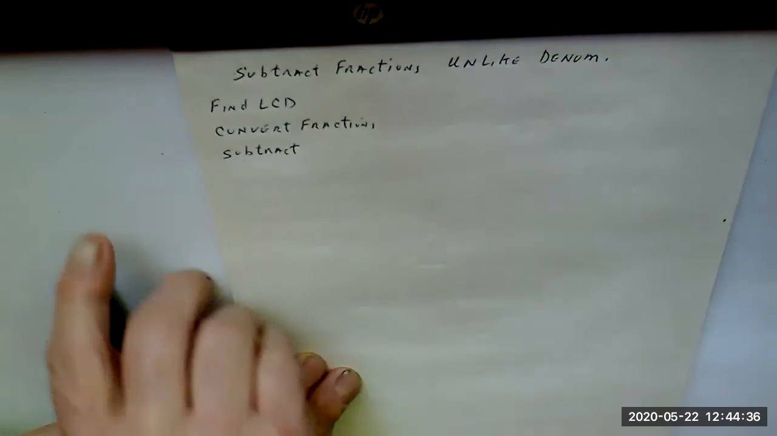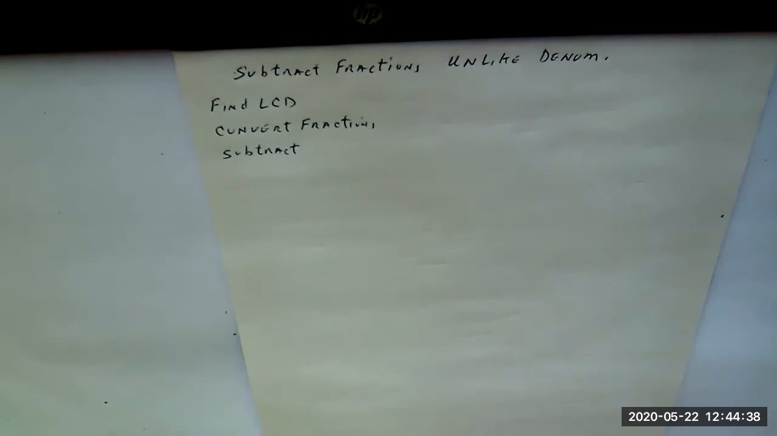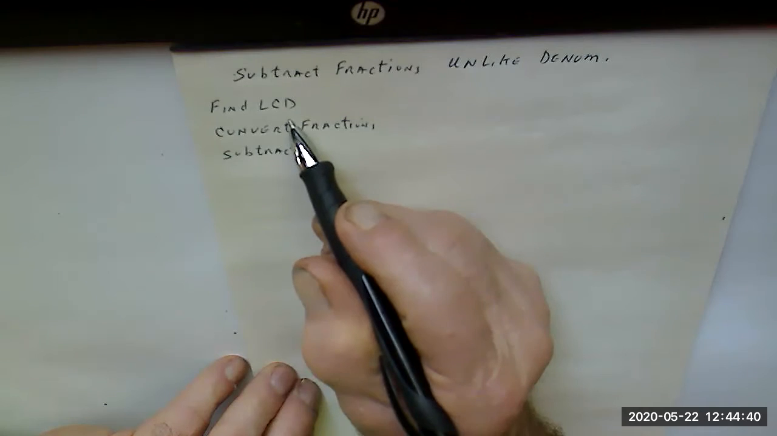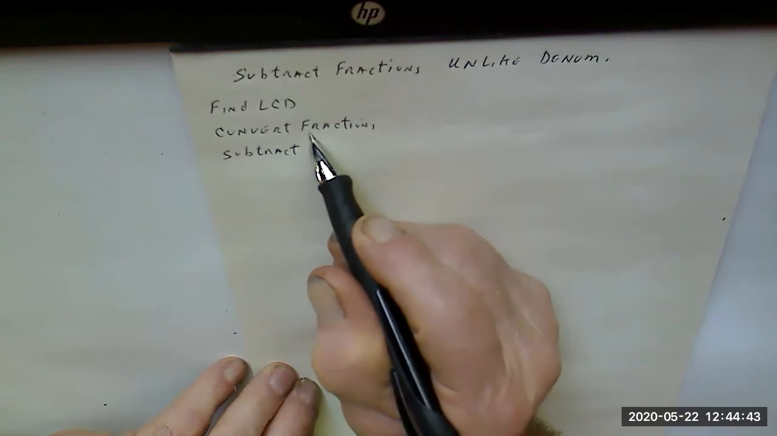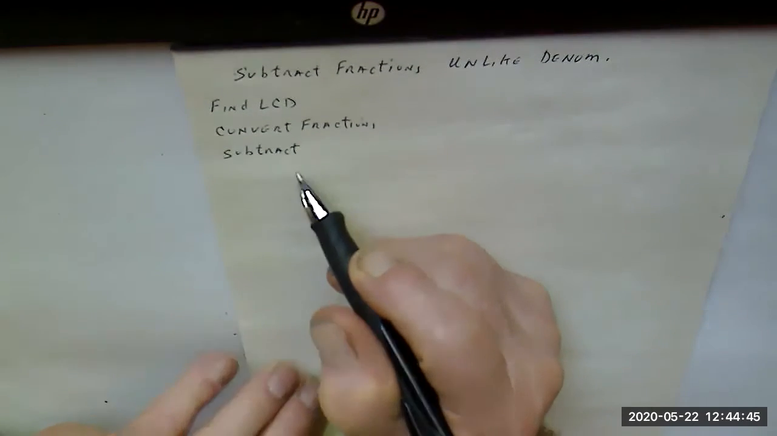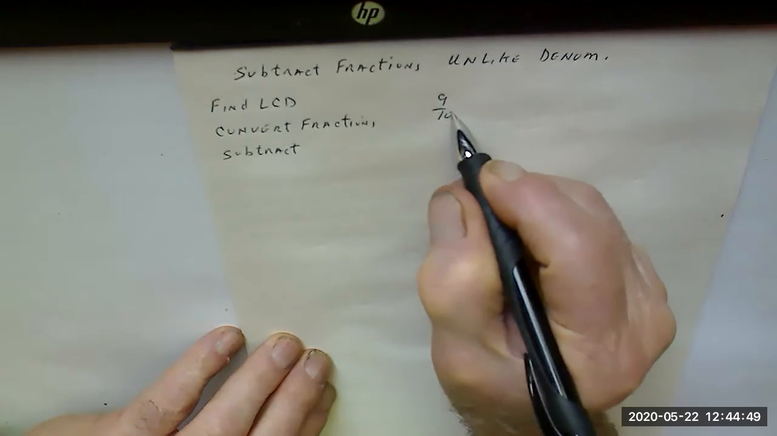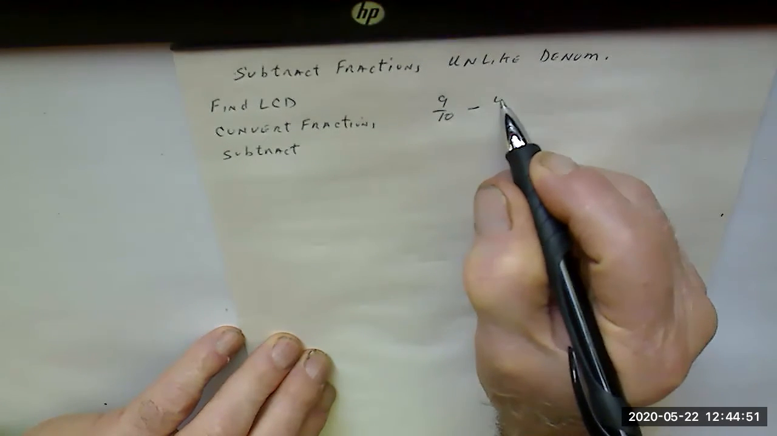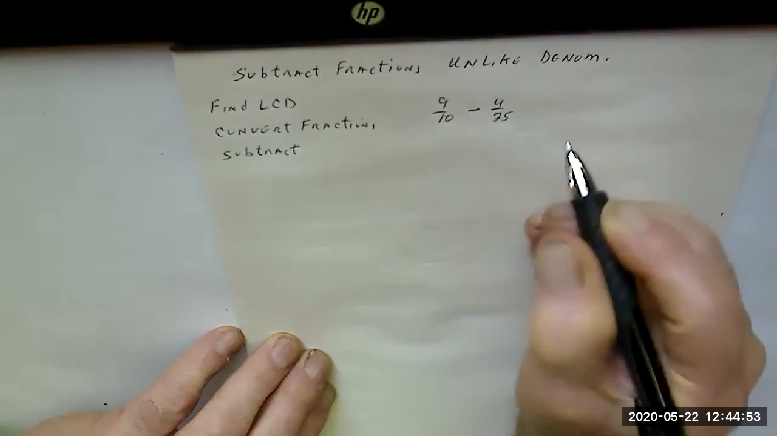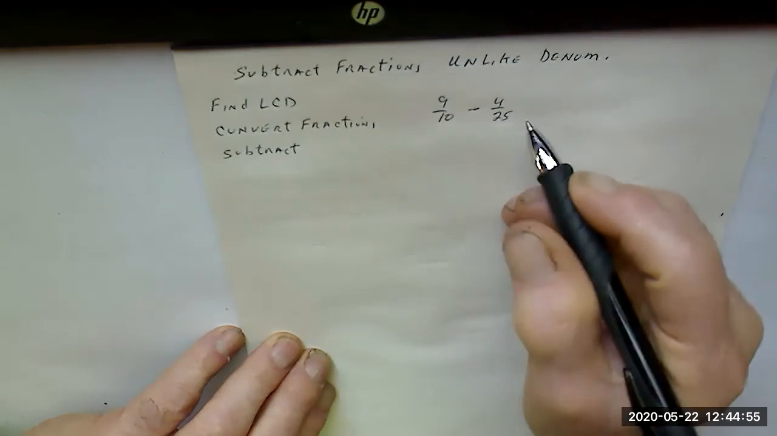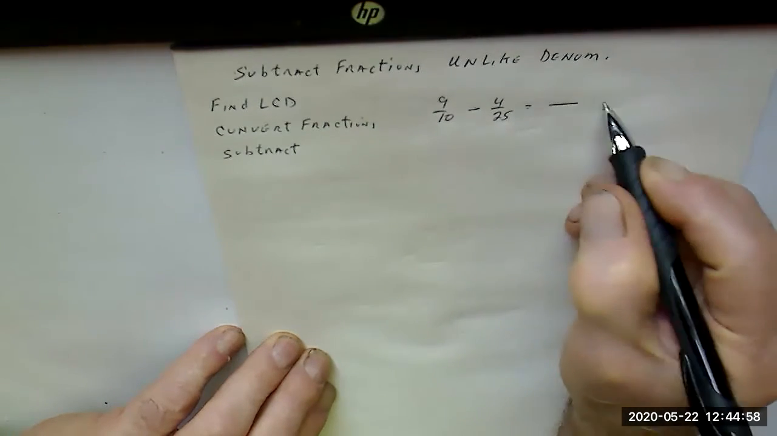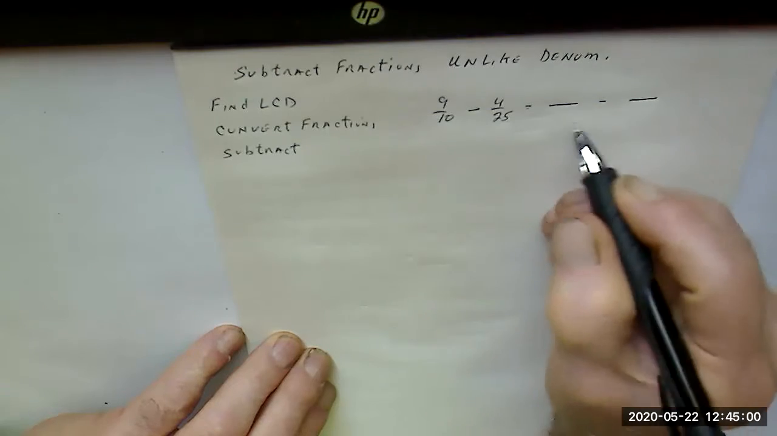Today we will want to subtract fractions with unlike denominators. The steps are to find the LCD, convert the fractions, and subtract. For example, let's have 9/10. Subtract from it 4/25. We need to find a common denominator. Common denominator, I believe, is going to be 50.